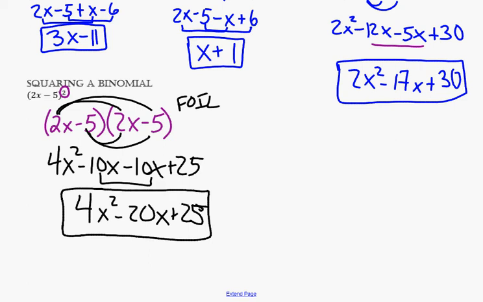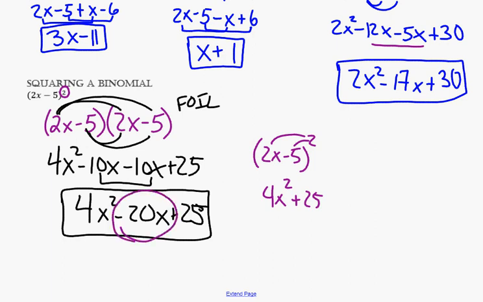A lot of times, people will go through and take something like 2x minus 5 squared and just think that they can take the squared to each piece and get 4x squared plus 25. But if you notice, in this case, they're going to be missing that middle term right there by not FOILing it out. So make sure we don't approach it that way. And we always go through, write it twice, and FOIL it out.